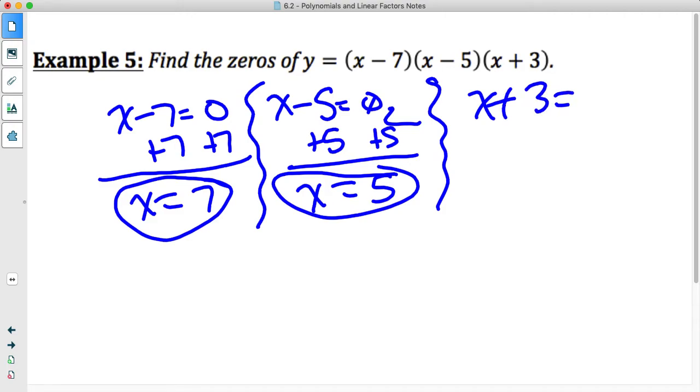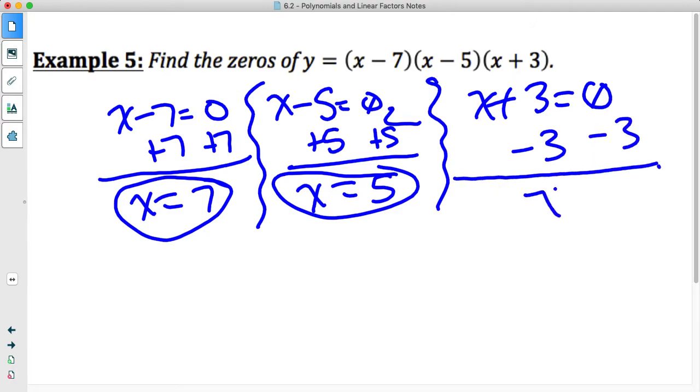Last one, set the last one equal to 0. Again, really all we're doing here is just setting each of these equal to 0. So that's what we're doing. We're trying to find the zeros, so we set them equal to 0. And it's just going to give us the opposite sign of what we have there in the parentheses. Alright, so that's what we got there.